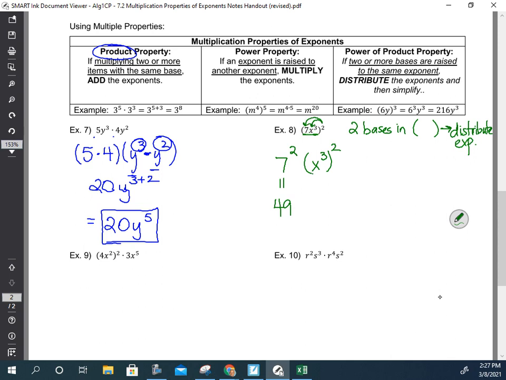So you got 1 base and 2 exponents. What happens when you have 2 exponents next to each other? Not add them. Multiply them. You add when you have 2 or more of the same base. Here we have 2 exponents, so you multiply those.